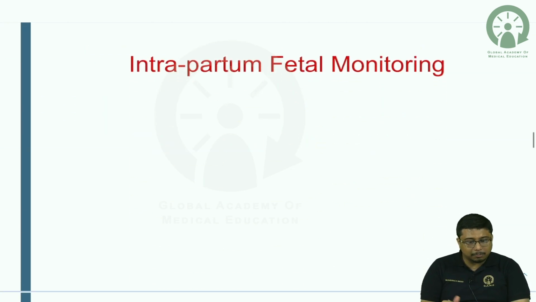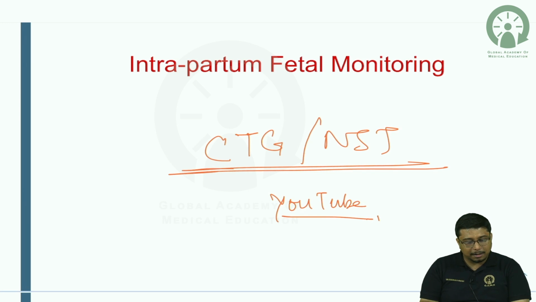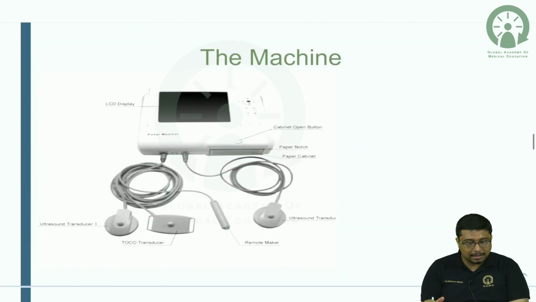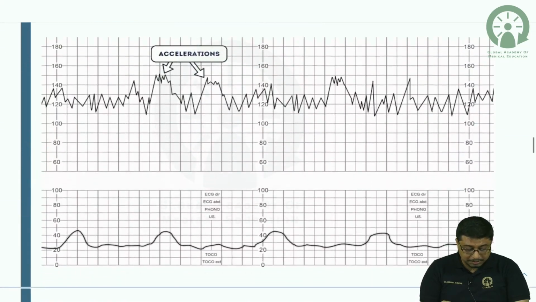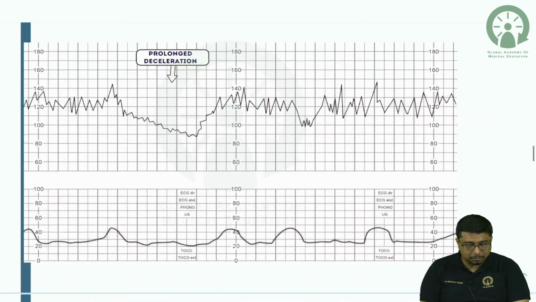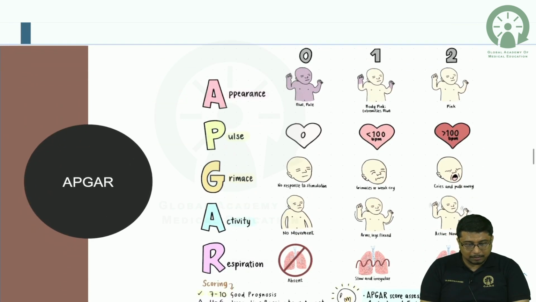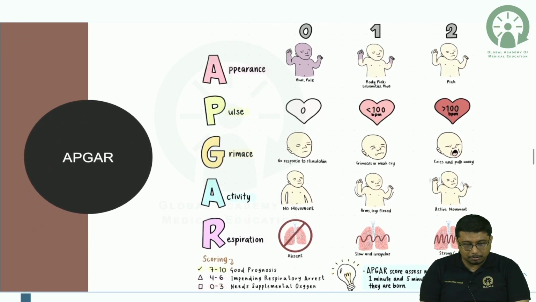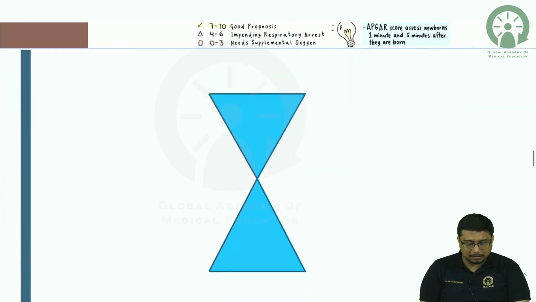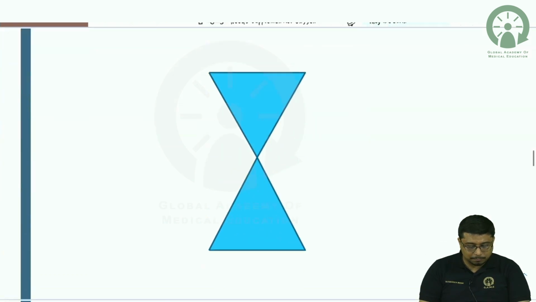So intrapartum fetal monitoring, the CTG and NST, has been made into an extensive YouTube video again as a high yield topic discussion, and I want you to go through it very carefully. It has the description of the machine, the probes, the different variants, how to look for the early deceleration, how the variable deceleration looks, the atypical sinusoidal waves, and also Apgar, which I think will be taught in your neonatology topics, so I'm skipping it here. But Apgar is a very important thing and you should know it by heart.